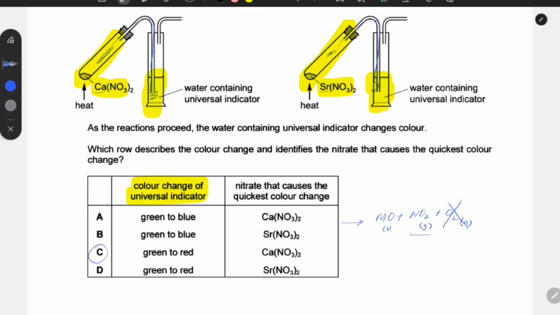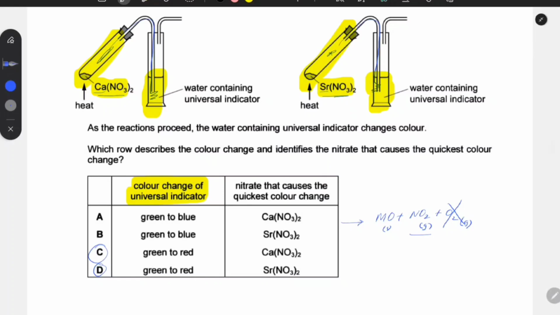So option C or D could be the correct option. The second column is which nitrate causes the quickest color change. So of these two, calcium or strontium nitrate, the one that reacts faster will definitely change the color of universal indicator in less time.